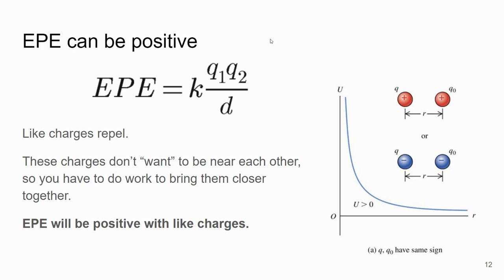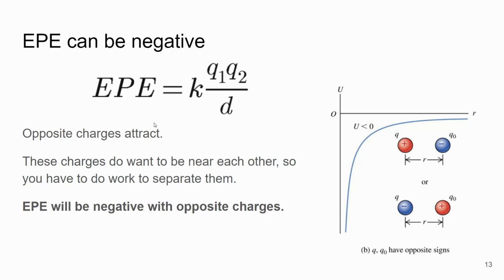So if you have like charges, so you have 2 positive charges or you have 2 negative charges, these charges repel. They don't want to be near each other, which means you had to put energy into the system to get these things to be close to each other. And now that they're close to each other, you can get energy out of it by letting them separate from each other. So look in bold at the bottom there, EPE will be positive with like charges.